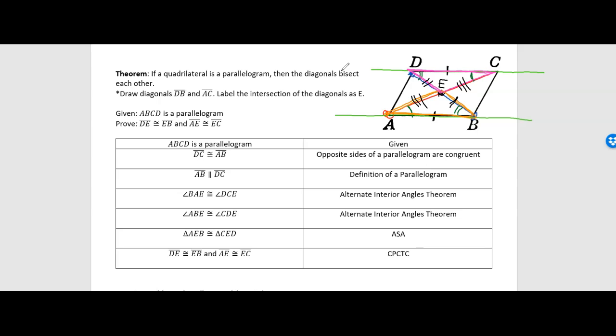We are going to stop the video here. We are going to do some of the application problems down below where we use these properties to solve for different angle or side measurements. But now you have the tools to be able to do that, and more importantly, you know why those tools actually work, because we've proved them.